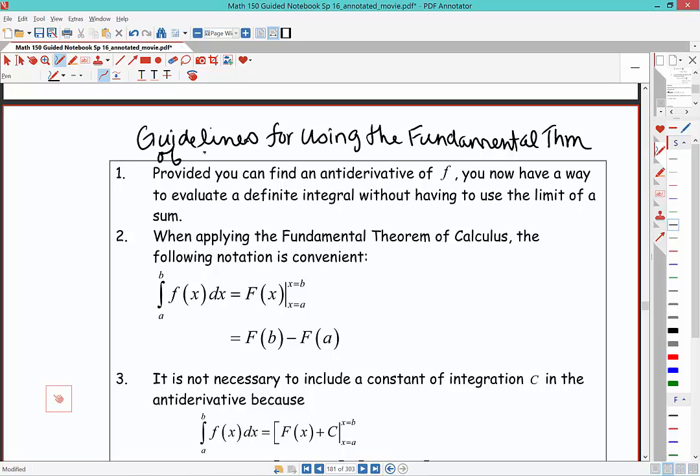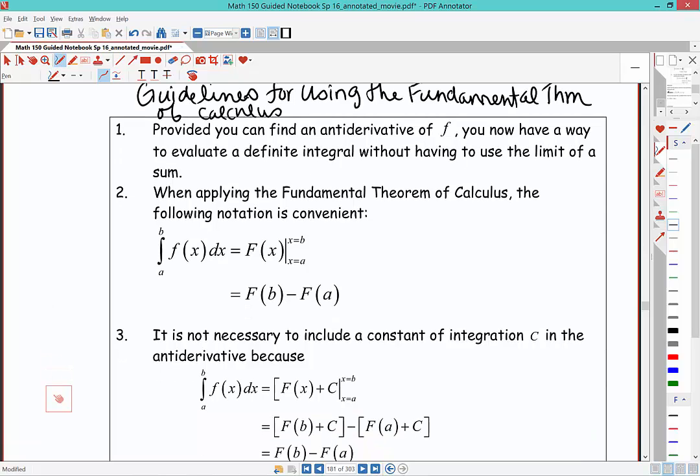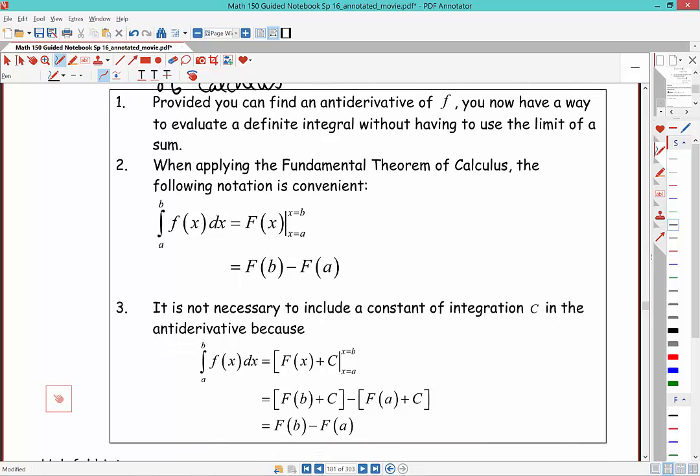So here we go. Again, the big key is you have to be able to find an antiderivative of f. So this leads back to the stuff you did in section 4.1, which was finding antiderivatives or indefinite integrals. So we now have a way to evaluate a definite integral without having to use the limit of a sum, which is good. But we do have to find an antiderivative.